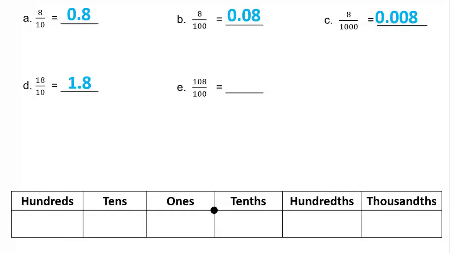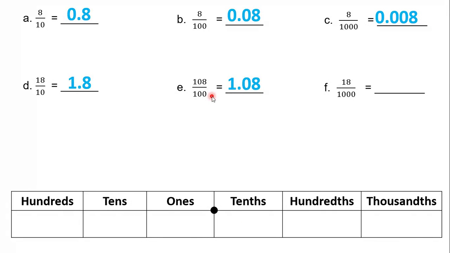Now we have 108 over 100. So the 8 is going to go in the hundredths place since that's the last digit in the number 108. The 0 is regrouped to the tenths place and the 1 is regrouped to the ones place. Notice we can still see the number 108 in our place value chart, just like it is in our numerator. So 108 over 100 is the same as 1 and 8/100.